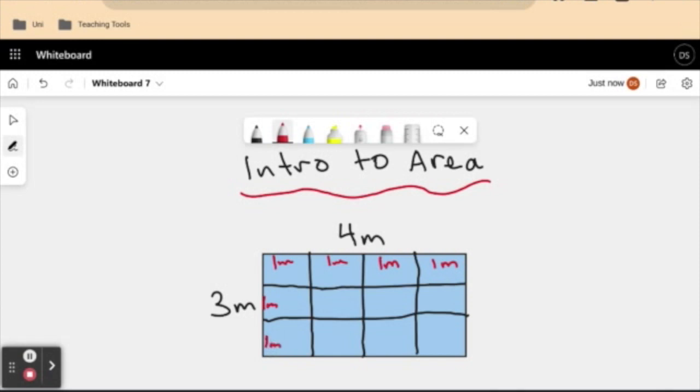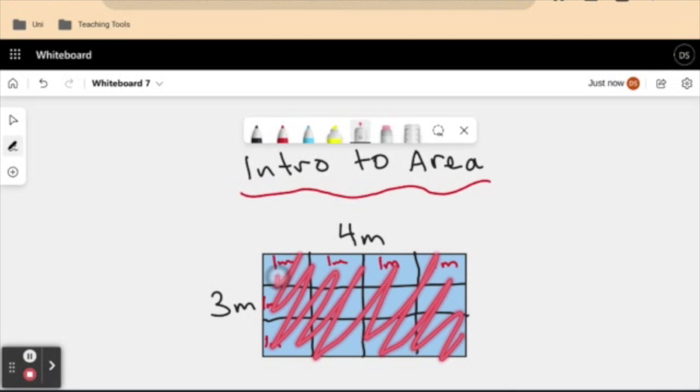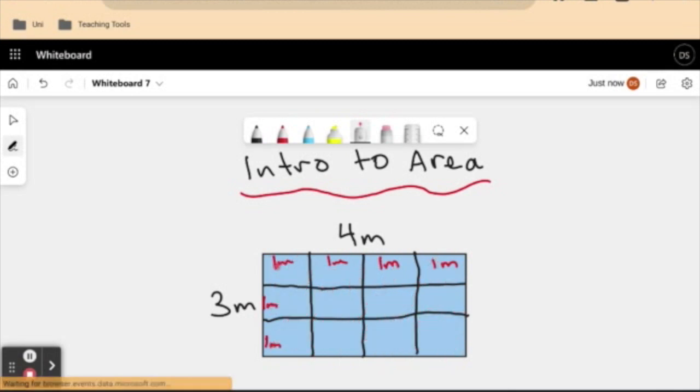So each of these here, we have 1, 2, 3, 4, 5, 6, 7, 8, 9, 10, 11, 12. We have 12 of these squares, 1 meter by 1 meter, making up our total area. And this essentially gives us the space within our shape.